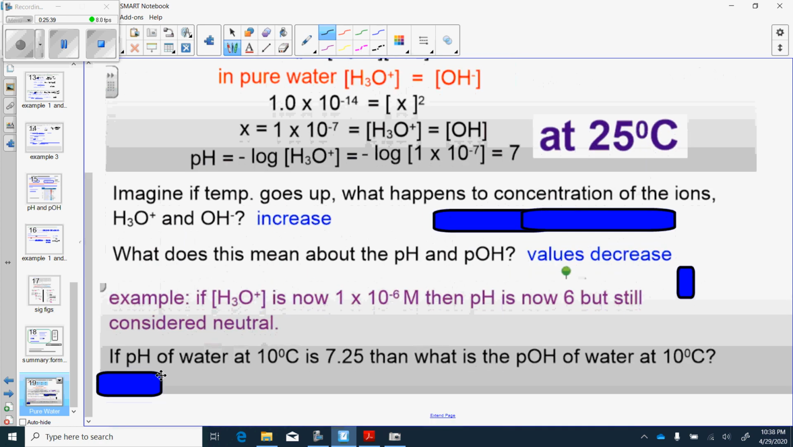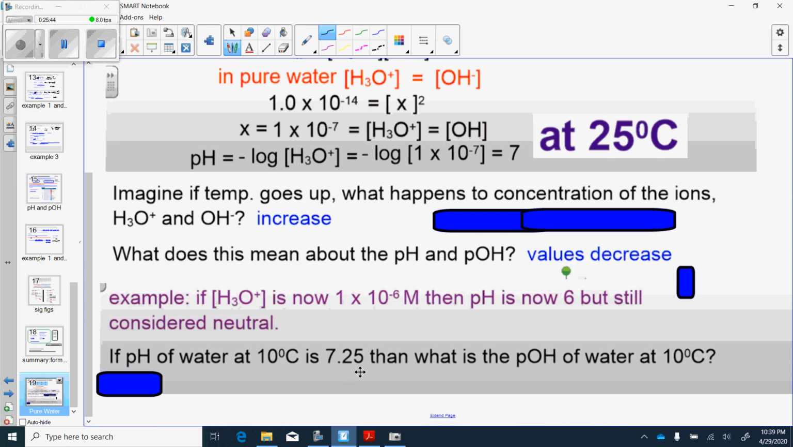If the pH of water at 10 degrees is 7.25, then what is the pOH of water at 10 degrees? And this is what's key. If water is pure, regardless of what the pH is, the pOH is always going to be the same. And it's always going to be the same because the true definition of neutral is when your H positive ion concentration equals the concentration of your OH negative ions.